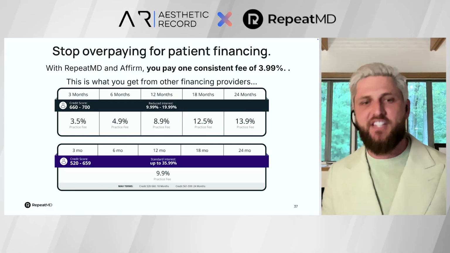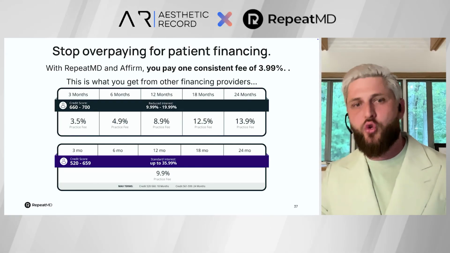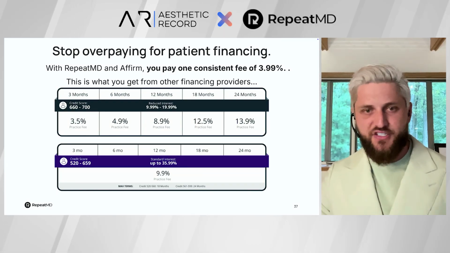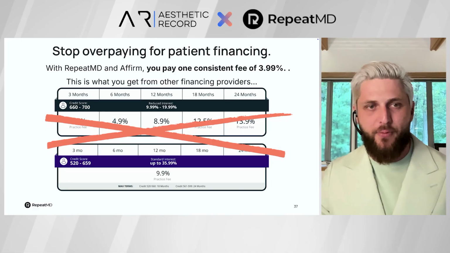And think about that experience for your patient. Long story short, financing is financing. The dollars are the dollars. You should pay the lowest rate and get the highest approvals. And that's why we partnered with Affirm.